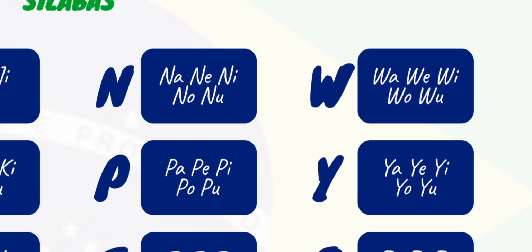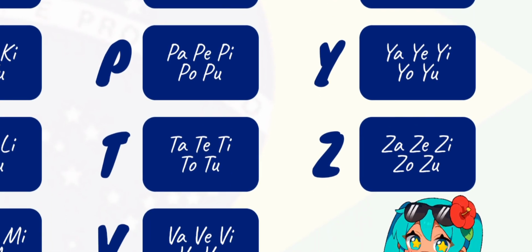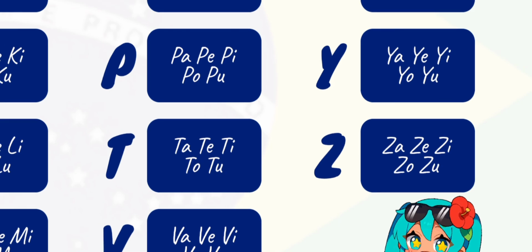The W has the sound of the U, like you are putting a U. So wa, we, wi, wo, wu. Y has the sound of I, so you pronounce ya, ye, yi, yo, yu. And Z: za, ze, zi, zo, zu.